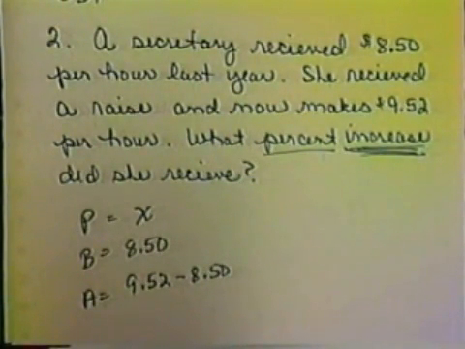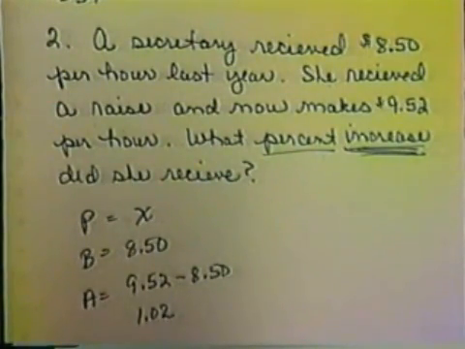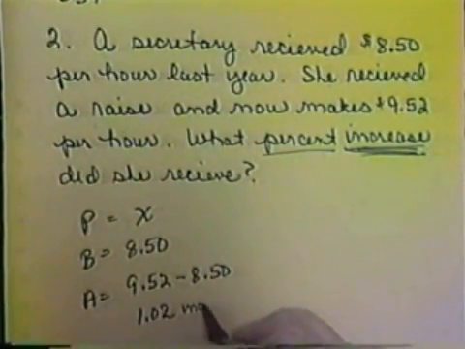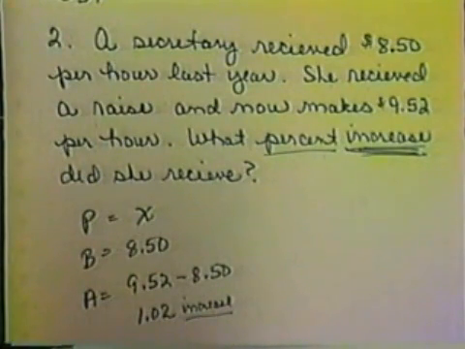And what is $9.52 minus $8.50? Does that come out as $1.02? So this is the increase. Remember, the amount is the increase that actually occurred. So we get the percent as our unknown. The base is what she started with, so it's $8.50. And then the amount is the increase, which is $1.02.